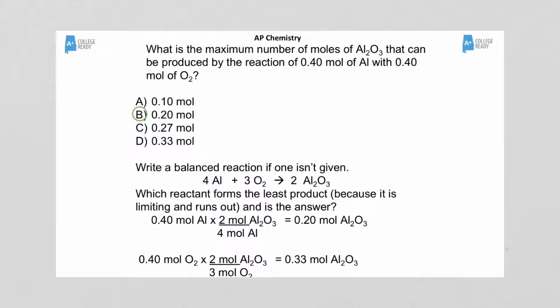you need. So notice the mole ratios are 2 to 4 for the aluminum as the reactant going to the product, and then 2 to 3 for the oxygen gas. So therefore you see that 0.2 moles of aluminum oxide is a smaller amount of product that would form, which would come from the limiting reactant, because once all that aluminum was used, there would be no more left at the end, so we would choose the answer B, 0.2 moles.